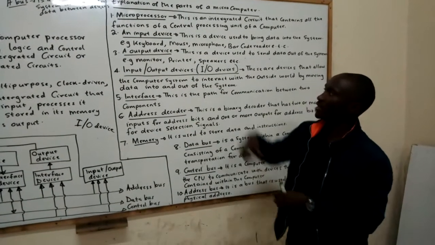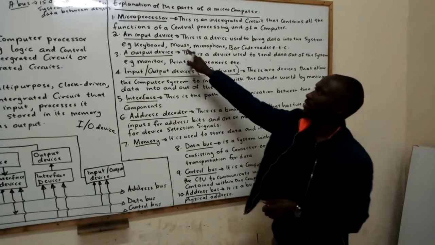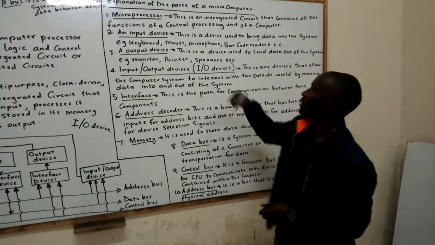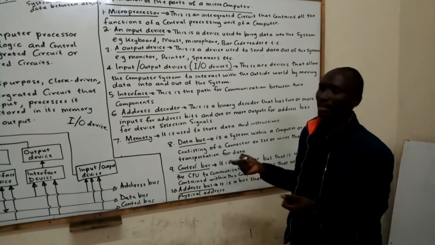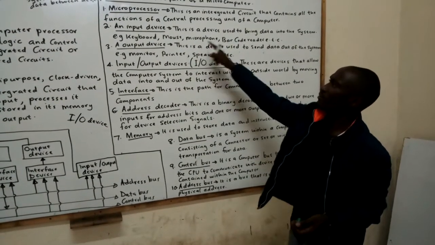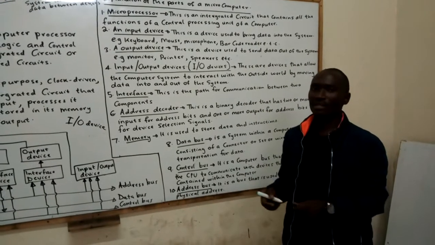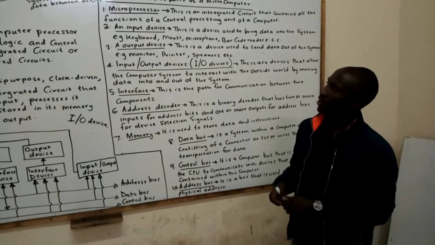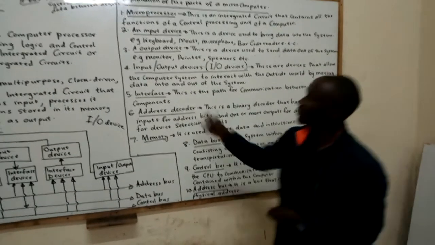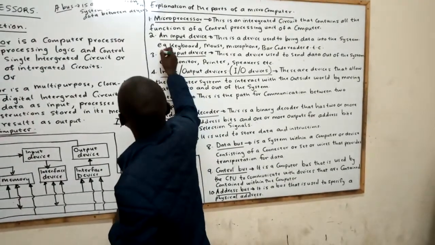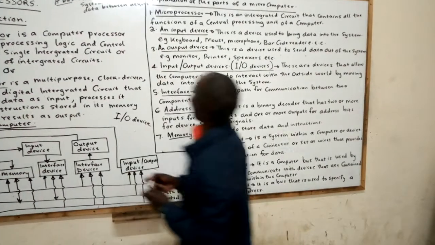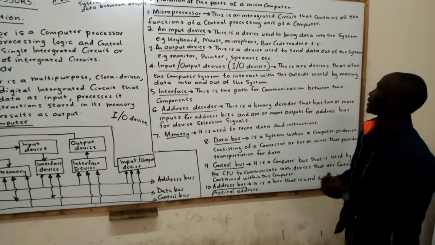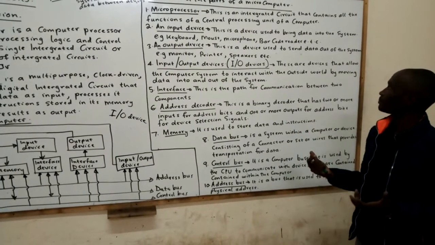The other component that is used to input the data into the processor is the mouse. The other one is the microphone, you have the barcode reader, and the rest. These are some of the examples of input devices that we have that feed data into the processor. The other component is an output device. An output device is a device that is used to send data out of the system.